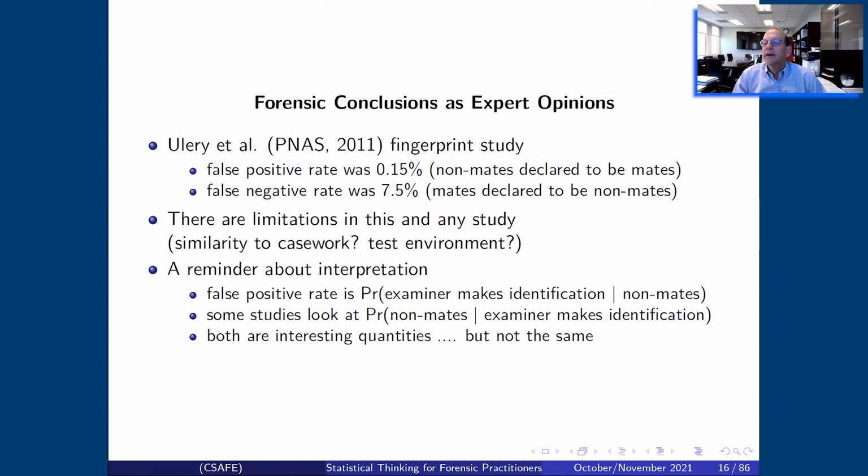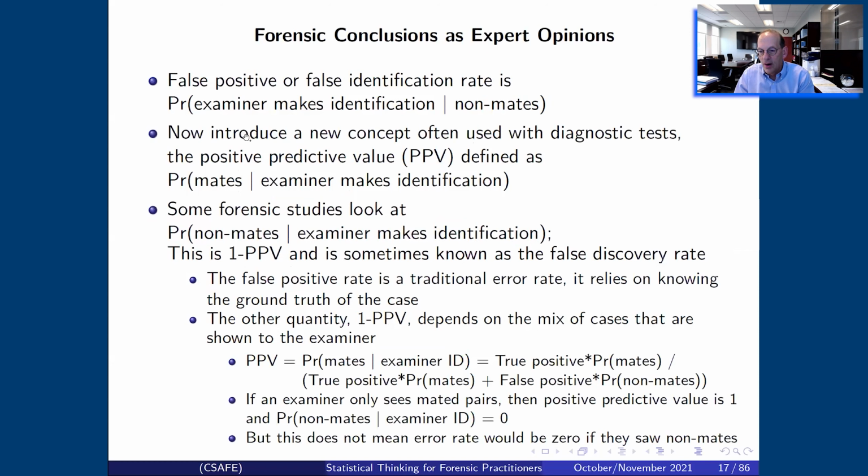Some studies look at the probability of non-mates given that the examiner makes an identification. Remember the distinction in how we think about conditional probability. If we restrict attention to the set of cases where an examiner makes an identification, we can look at all of those identification cases and see how many errors were made there. That is not the false positive rate. We'll come back to it a little bit later. They're different, and that's a key thing to remember: when you see these probabilities or when you hear someone describe an error rate, you need to pay very close attention to what the set of cases they are considering are.